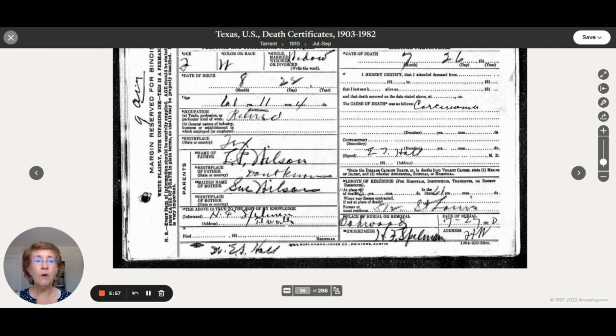Down here, they do have the length of residence at the time at the place where she died. So it looks like she had been at the place of death, and this is difficult to read right here, but I think it's 8 years. She's been in the state for 61 years. Okay, and her usual address is 512 St. Louis.